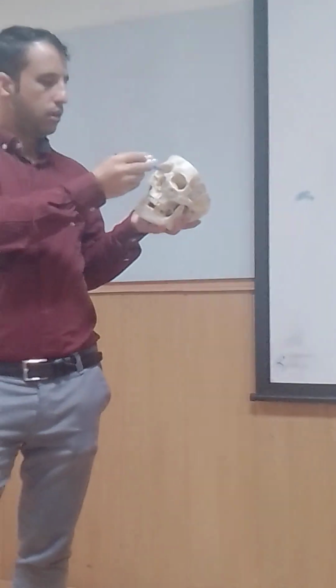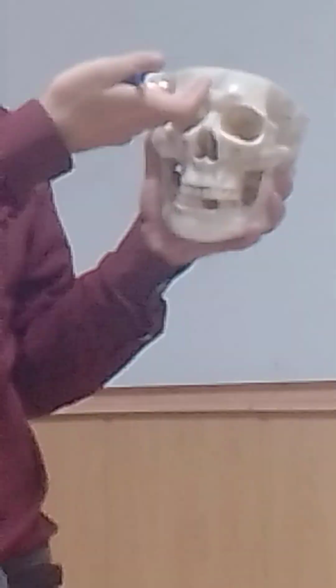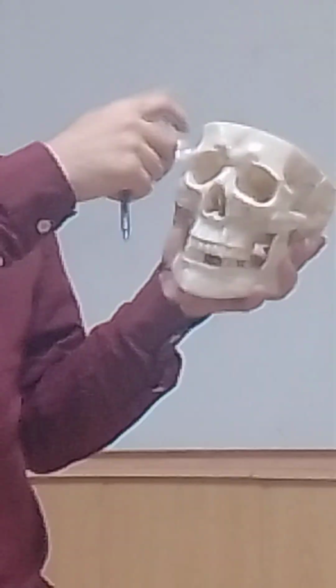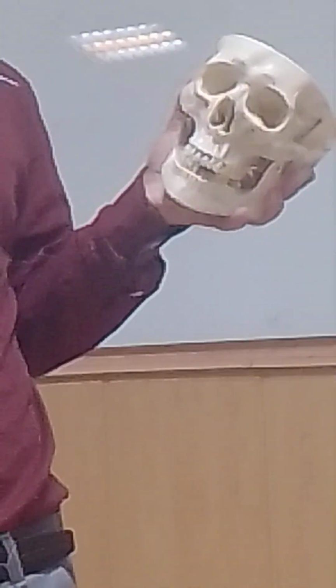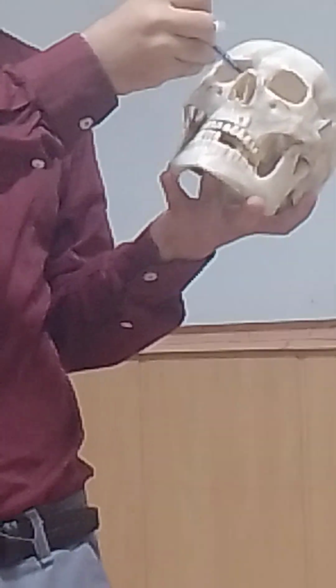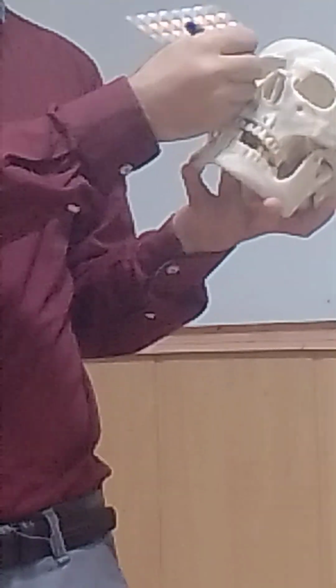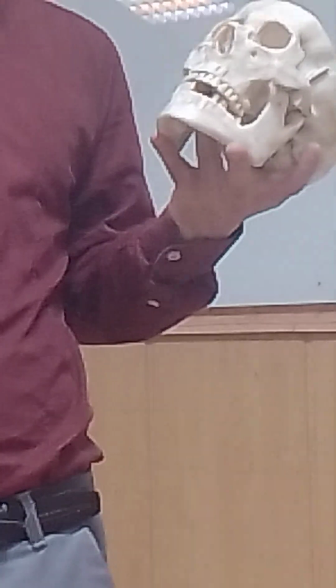Okay. The orbital cavity has a roof or superior wall, a floor or inferior wall, here the medial wall, and here the lateral wall. The roof is made by the frontal bone and, at the posterior, the lesser wing of the sphenoid bone. Okay, the lesser wing of the sphenoid bone.